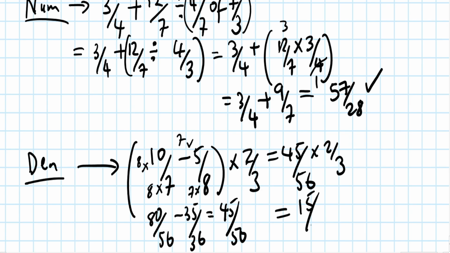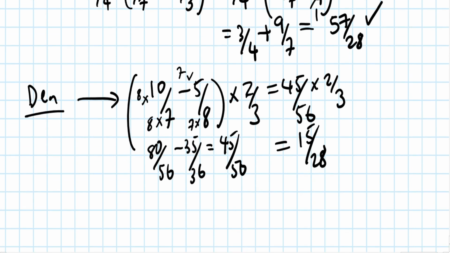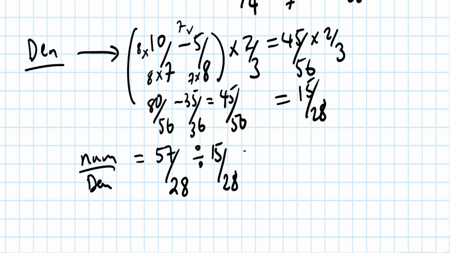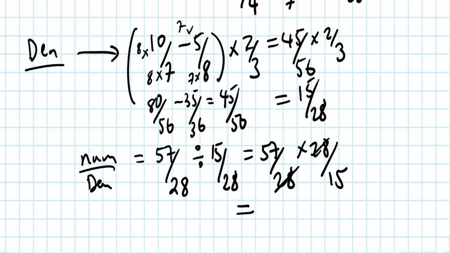Now numerator divided by denominator. So you take the numerator, divide by the denominator: 57 over 28 divided by 15 over 28. So it's going to be 57 over 28 times 28 over 15. The 28 and 28 cancel out, and then 57 over 15 will give you, I think, 19 over 5. Because if you divide by 3 it's giving you 5, divide by 3 is going to give you 19. So the answer is 19 over 5.